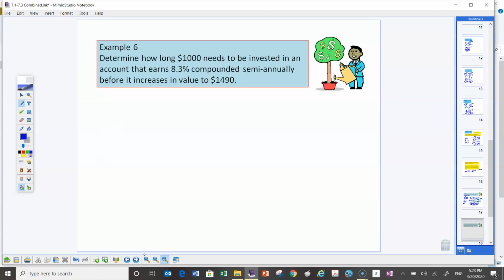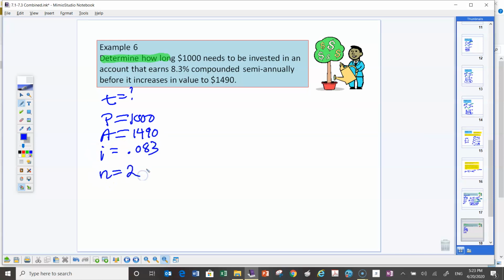Okay, let's take a look at our next example. This question is saying, determine how long $1,000 needs to be invested in an account that earns 8.3% compounded semi-annually before it increases in value to $1,490. So we're looking for how long, so we're looking for the time. We know that my principal amount is 1,000. We know the final amount is 1,490. We know the interest rate is 0.083, and the number of compounds, semi-annually means twice a year.